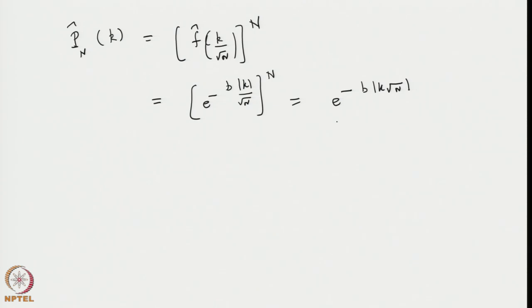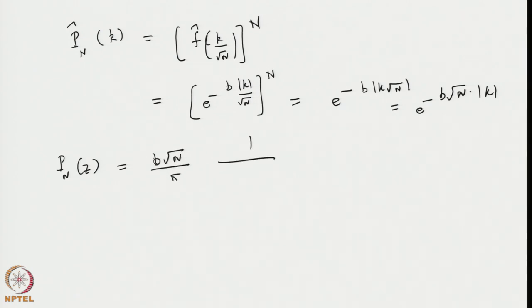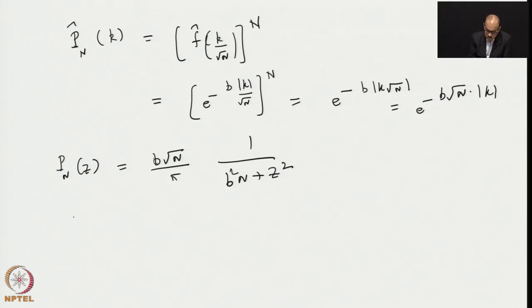So now the Fourier inverse of this is very easy. We don't need any approximation, because we know the Fourier transform pair. So I can write it as e to the power minus b root n mod k. It is now going to be a Cauchy distribution with the width parameter b root n instead of b. And hence P_n(z), the joint distribution function, which is the Fourier inverse, is going to be b root n by pi times 1 by b square n plus z square. So to conclude, if you start sampling from a Cauchy distribution, it does not lead to a Gaussian distribution, but leads to a Cauchy distribution again.